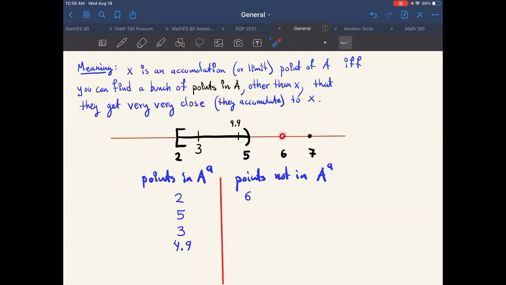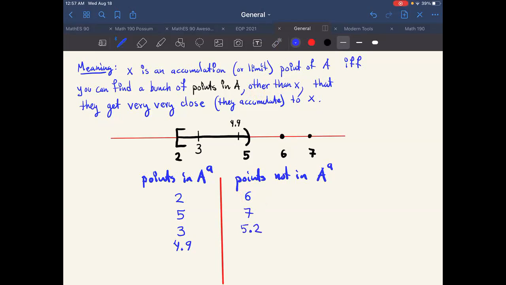So 6 is not an accumulation point because you cannot find black points other than 6 that get very, very close to 6. By the same argument, 7 is not an accumulation point. What about 5.2, Professor? I would go with 5.2 is not an accumulation point.